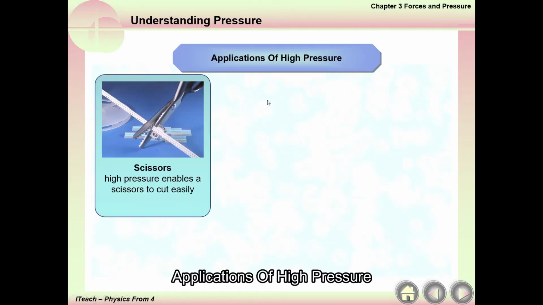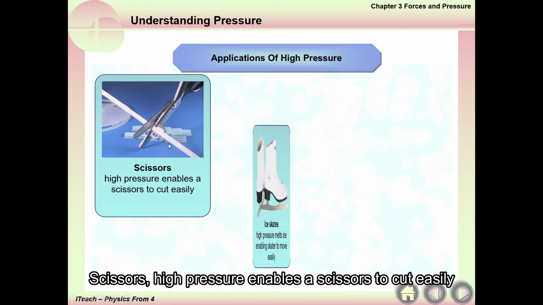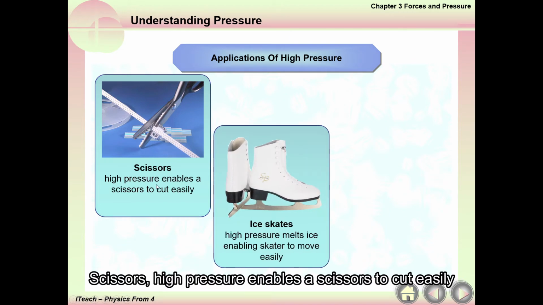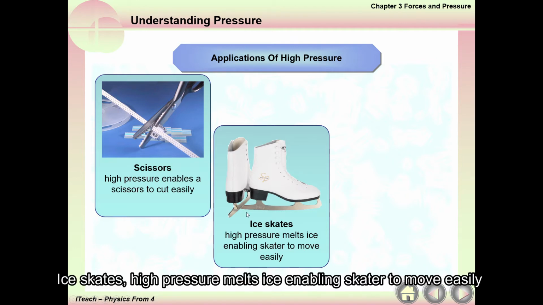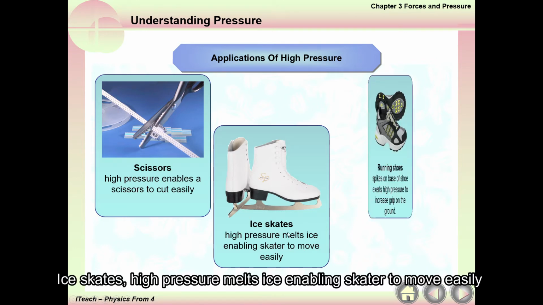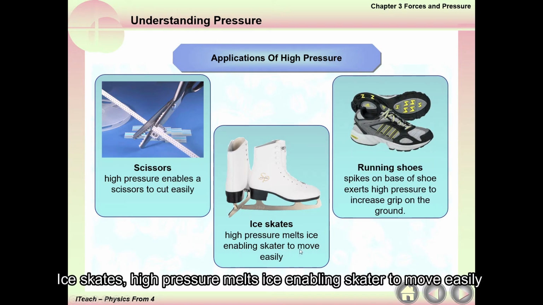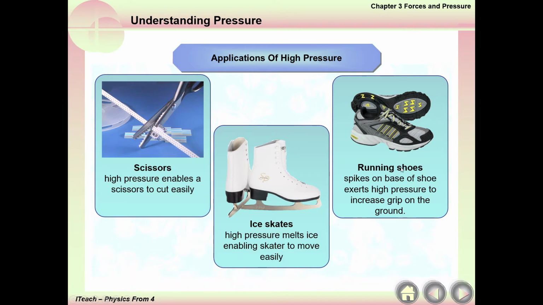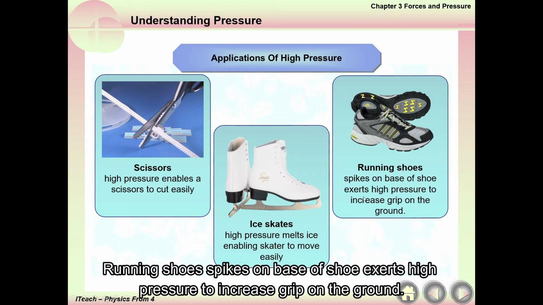Application of high pressure, for example, a scissor: high pressure enables a scissor to cut easily. Next, ice skate: high pressure melts ice, enabling the skater to move easily. Running shoe: spikes on the base of the shoe exert high pressure to increase grip on the ground.